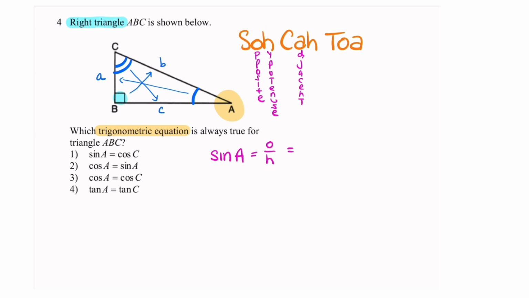Now, if I were to write out the ratio for the sine of angle A, which is the opposite over the hypotenuse, I would write it as side A over B. Similarly, for cosine, I would write that as the adjacent over the hypotenuse, which is side C over B.